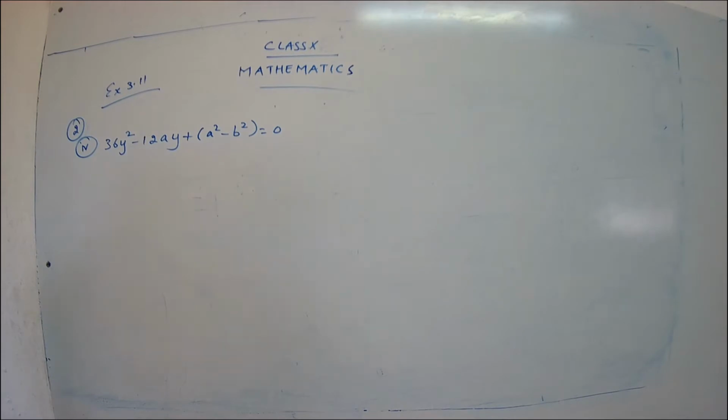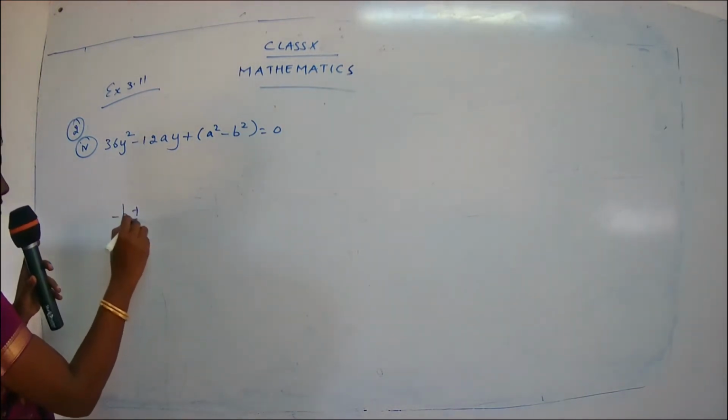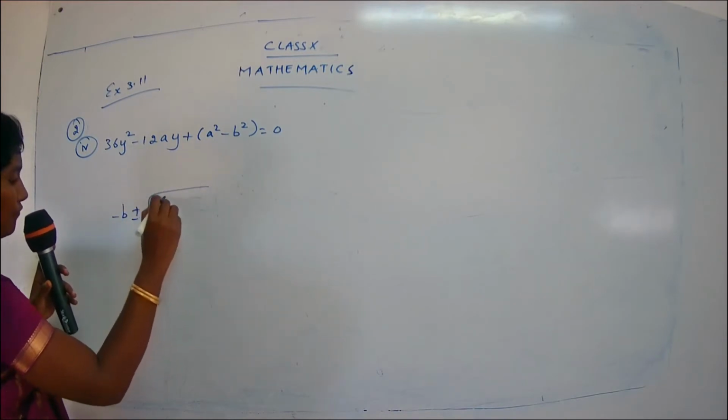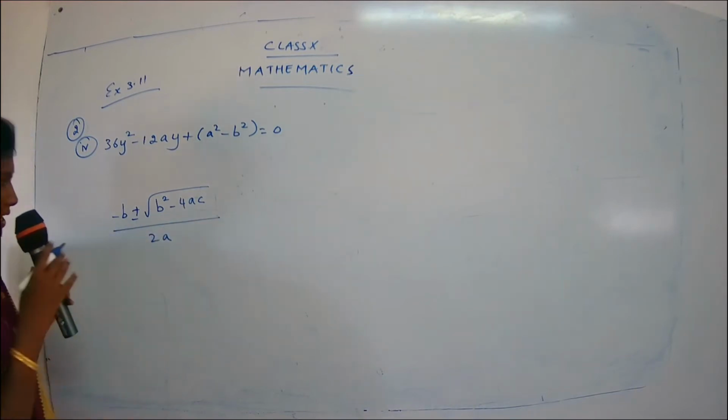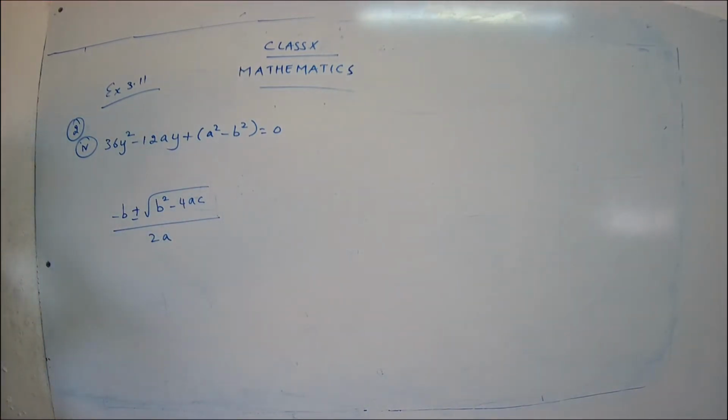So we are going to use the quadratic formula method. We are going to solve here using the formula method. I hope you people remember the formula. Yes, give me the formula, children. Yes, it's minus b plus or minus square root of b square minus 4ac upon 2a. What is the formula used? Minus b plus or minus square root of b square minus 4ac upon 2a.